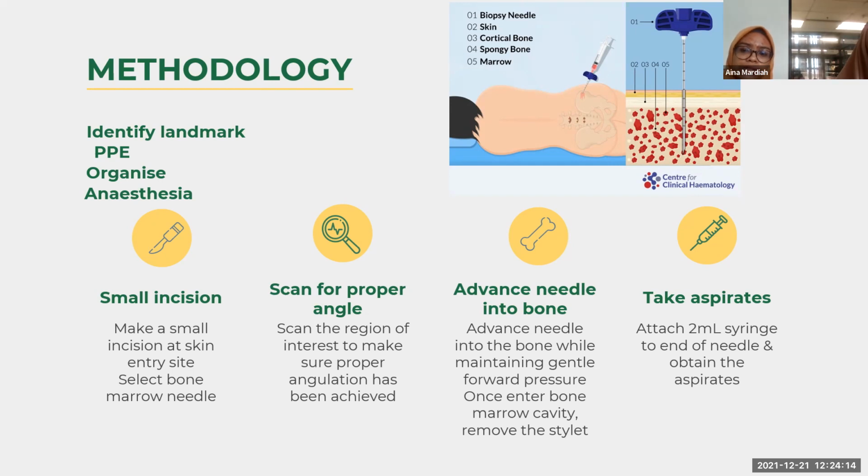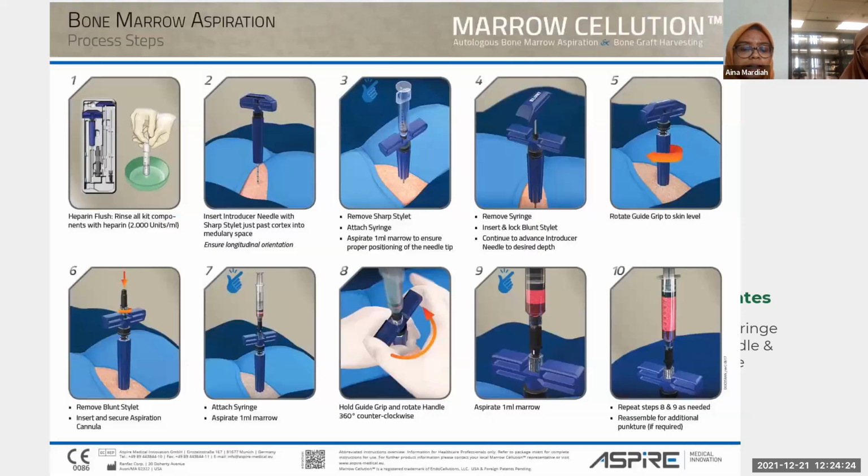Then, first we do the aspiration, so we take the aspirate, which is about 2 milliliters from the syringe. And here are some of the steps. After we have removed the stylet, we rotate and so on. We can take the aspirate and put it on the specimen slide. So this part is for aspiration.